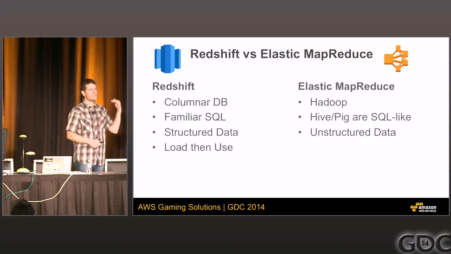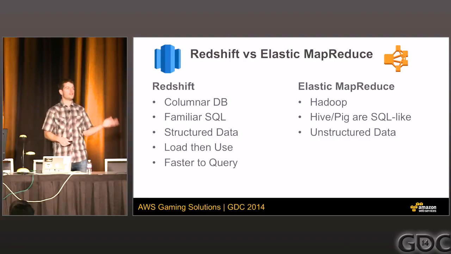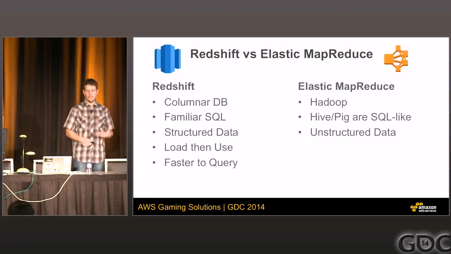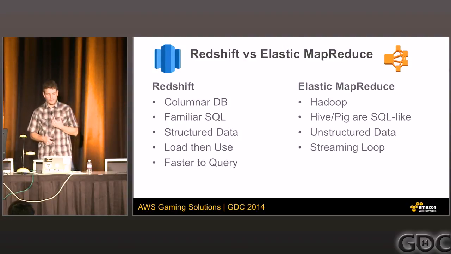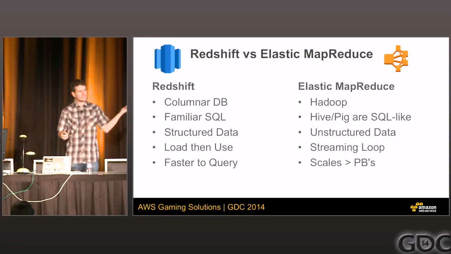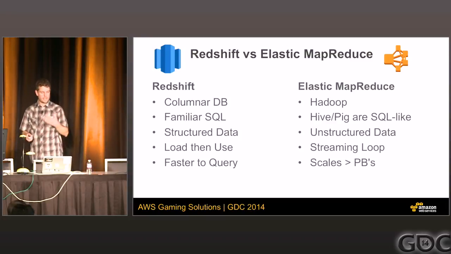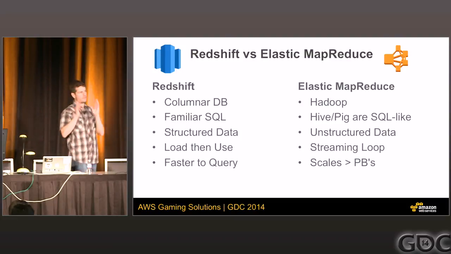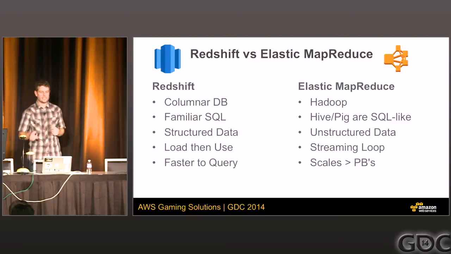A few more differences. Redshift's based around a load-then-use model: you have to load, and then you actually use the data. Whereas one thing that's interesting about MapReduce, with some of the newer options, is you can actually do this constantly streaming loop. We'll talk about that a little bit. And Redshift is faster to query, as I mentioned. It's hyper-optimized for the common case of running aggregations across very large data sets.